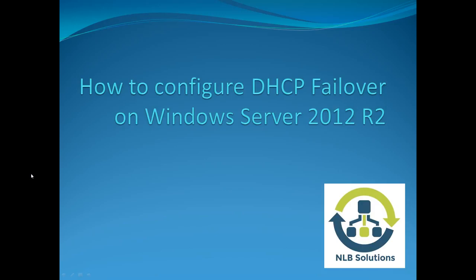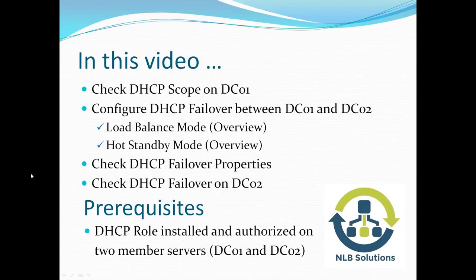Today I'm going to show you how to quickly configure DHCP failover on Windows Server 2012 R2. In this video, I'm going to start by checking my current DHCP scope, which is currently residing on DC01, and then I'm going to start configuring my DHCP failover between my DC01 and DC02.